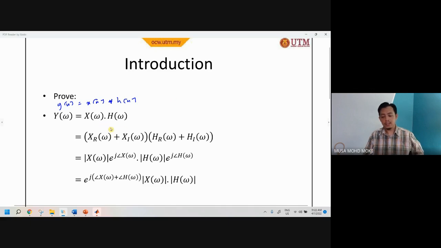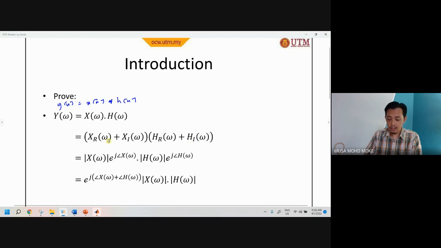Let's look at this frequency domain operation. What we have is just a multiplication. You have your frequency response of x(omega) and the frequency response of your filter, h(omega), and you do the multiplication. We already know that this is a complex value, so if we expand, you should have a real and an imaginary part. Same thing here, we have a real and an imaginary part.